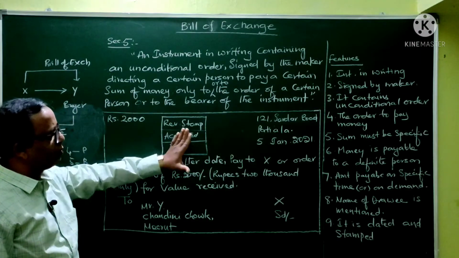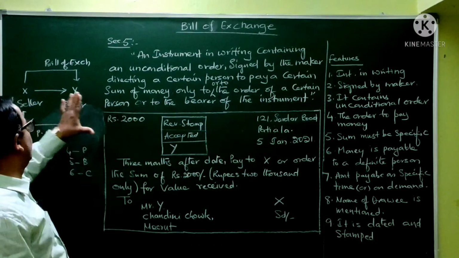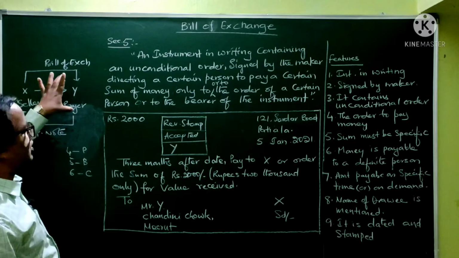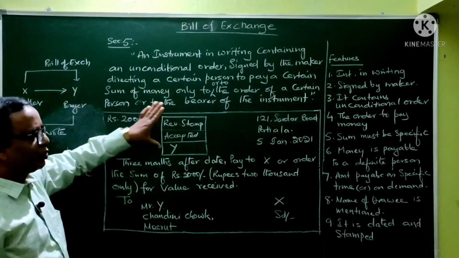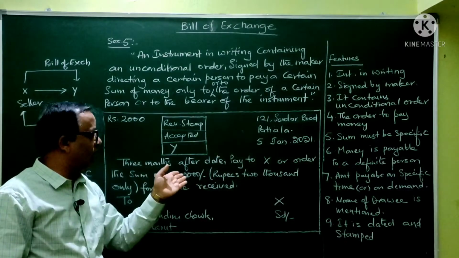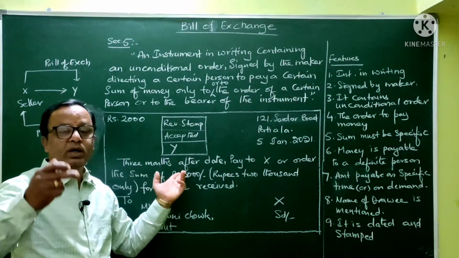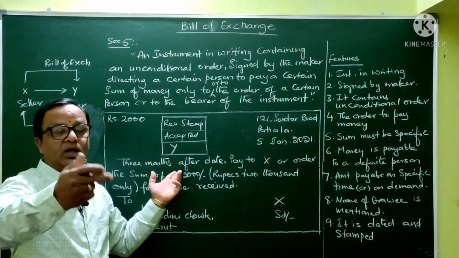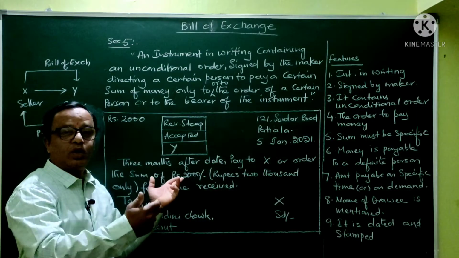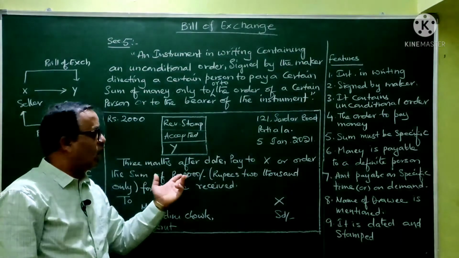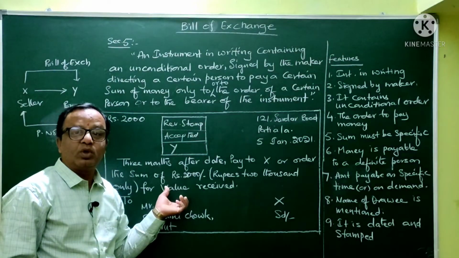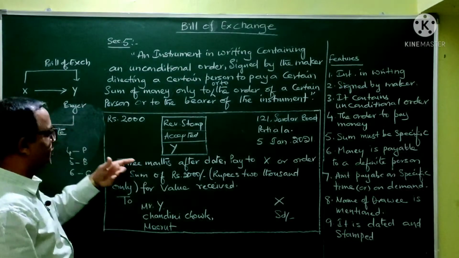See, after writing this instrument, who writes here? This particular seller writes this instrument on the buyer, directing the buyer to pay this amount on the due date to him, or to whoever is the holder in due course before the due date, or whoever is the bearer of that instrument on the due date. Like that he is ordering this particular person.